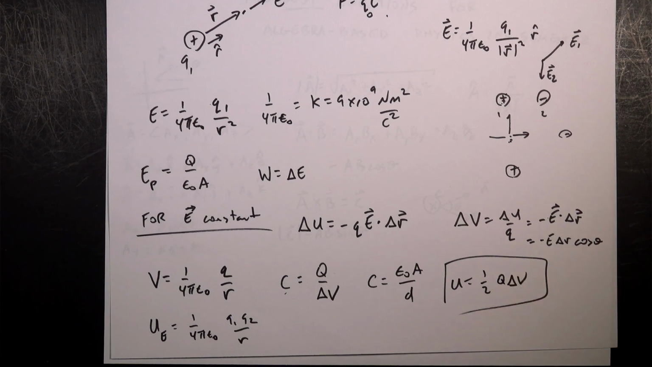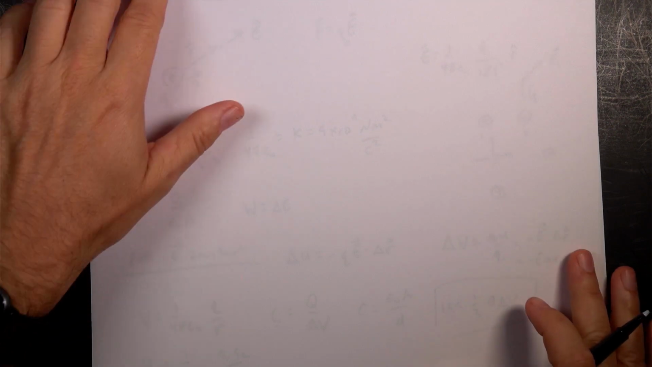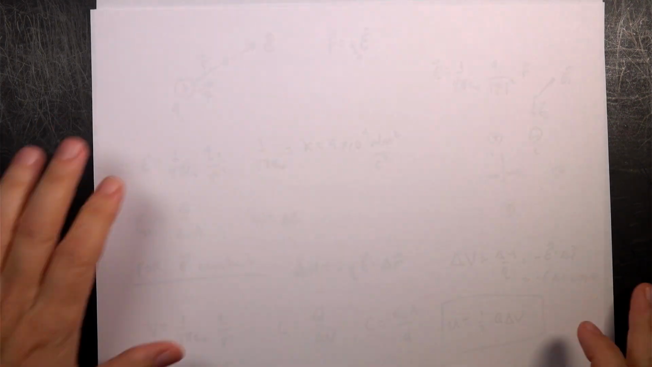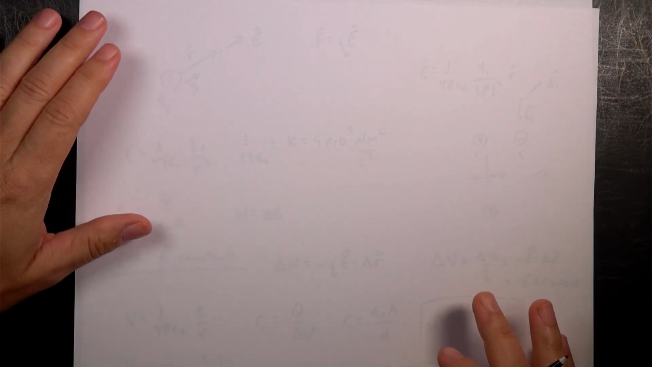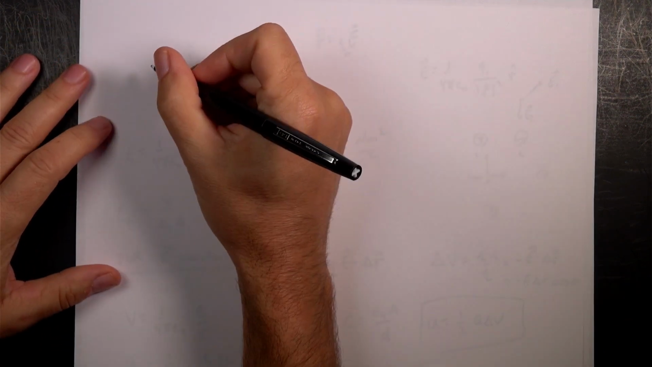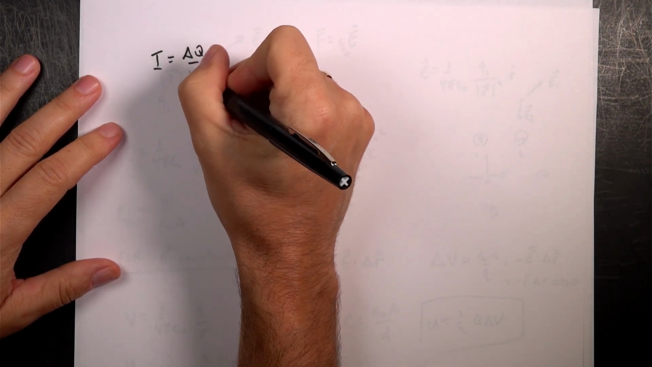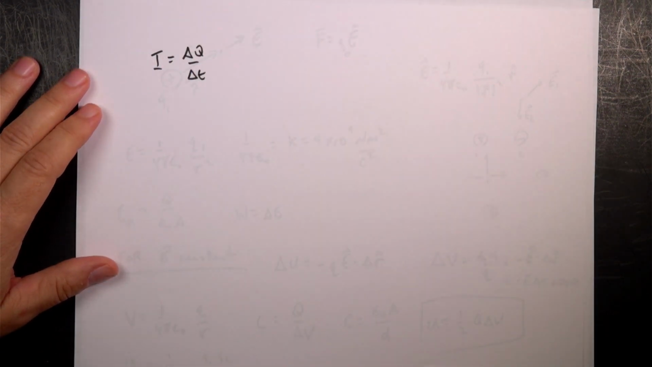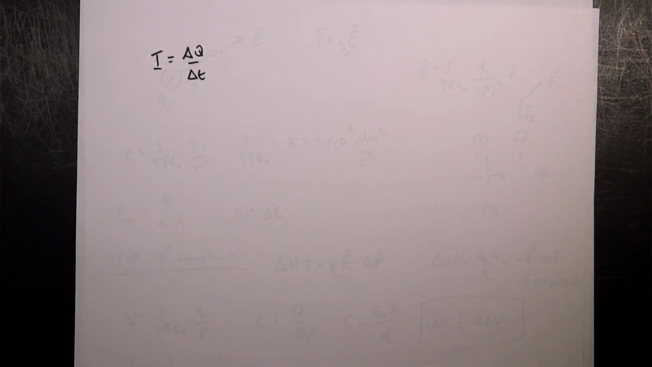Okay, moving on to electric circuits. A lot of times these seem disjointed from what you've done before, but there is a connection to electric field. But let's just start with the definition of electric current. I is delta Q over delta T. This is how fast charge moves through something. It's coulombs per second.